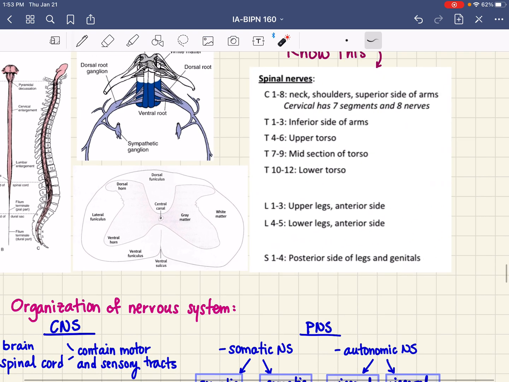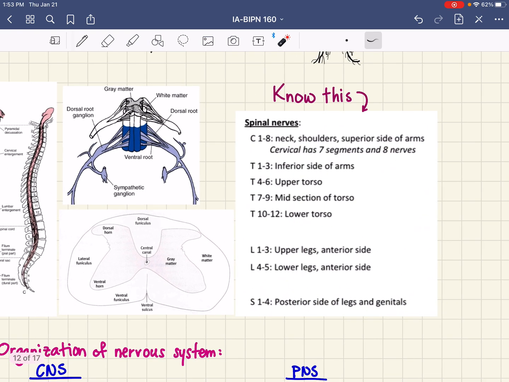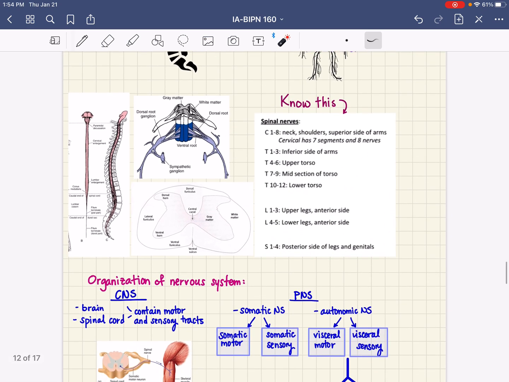Okay. Some things that you should know for this class that will serve you well during exams, I think, would be to memorize exactly which nerves are responsible for which part of the body. So, for example, cervical nerves 1 through 8 are responsible for the neck, shoulders, and superior side of the arms. And then a part of the thoracic is inferior side of the arms, another part of the thoracic is upper torso, and so on. So if you can commit these numbers to memory, or know exactly where they are in your notes because your exam is open note, then that will serve you well.